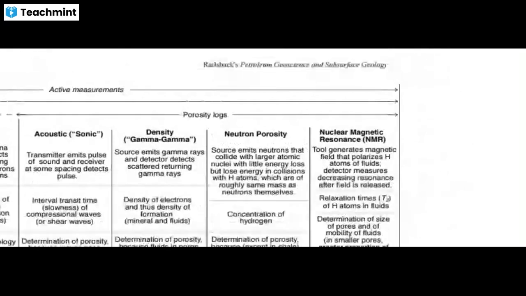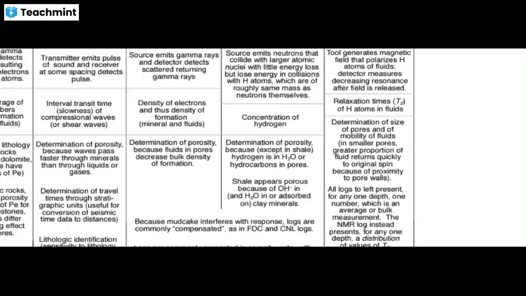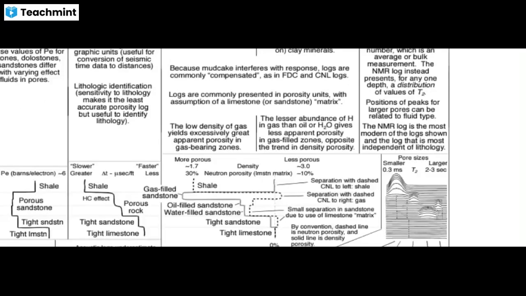Then next one is your neutron porosity. So the source emits neutrons that collide with larger atomic nuclei with little energy loss, but lose energy in collision with hydrogen atoms, which are the same mass as the neutrons themselves. Then the concentration of hydrogen gives the determination of porosity. Shale appears because the hydroxyl ion OH and H2O are absorbed. Clay minerals are determined. And you can see the response.